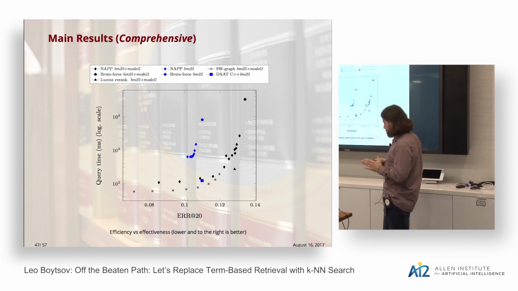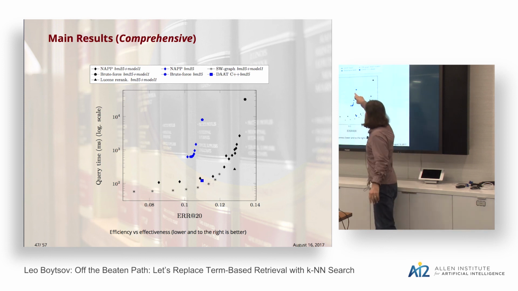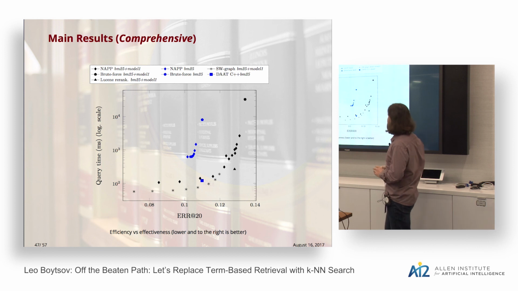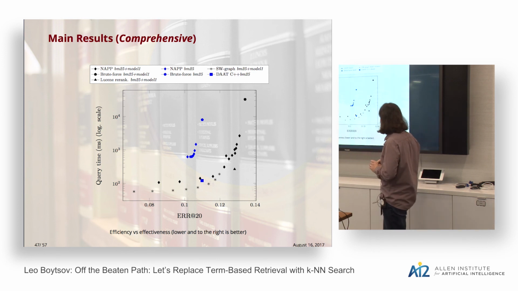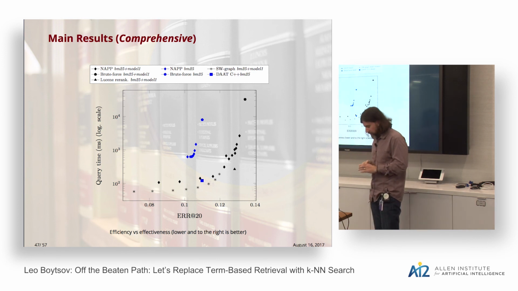Okay, the first thing to note is that, as I said, brute force KNN search is horribly slow. Look at these pentagons here and here. But approximate algorithms are much faster, and they are actually pretty accurate. In some cases, we don't lose more than 10% in ERR.